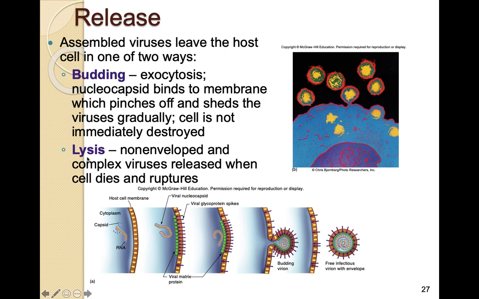And then lysis. If you don't have an envelope, you don't need to get an envelope, you can just pop the cell. And that's pretty easy. If you're a virus species that does not have an envelope, these guys are just going to bust the cell. They'll wait until there's 50 or 60 little viruses fully formed inside of the cell. There's too much virus inside of the cell.